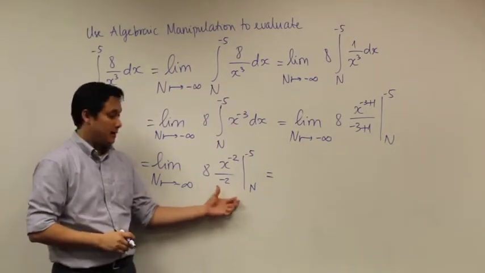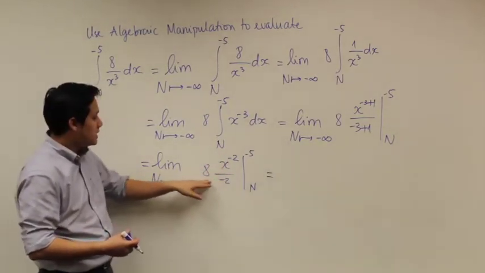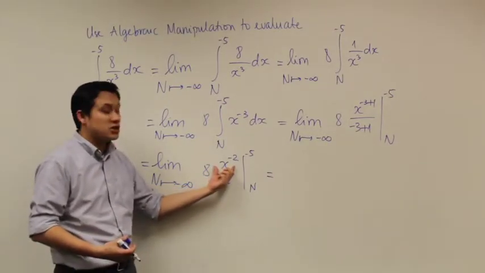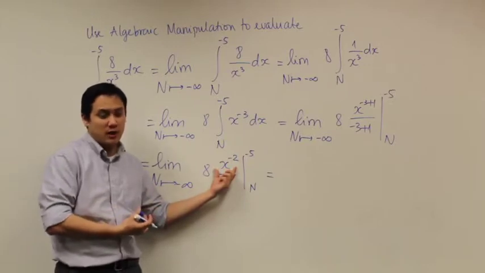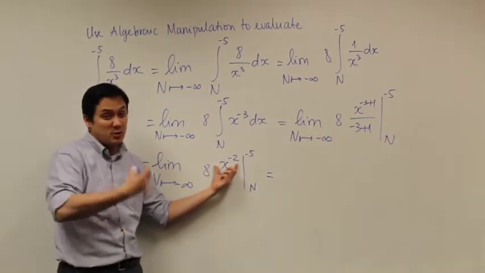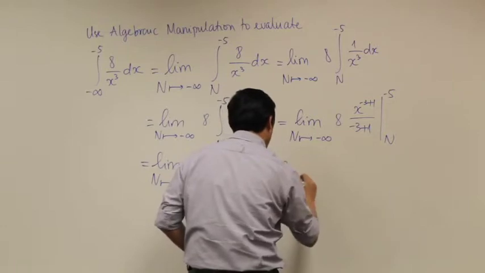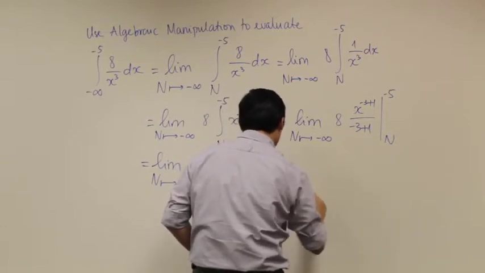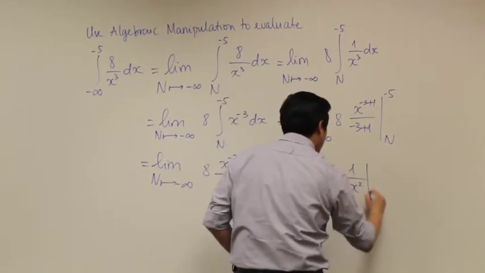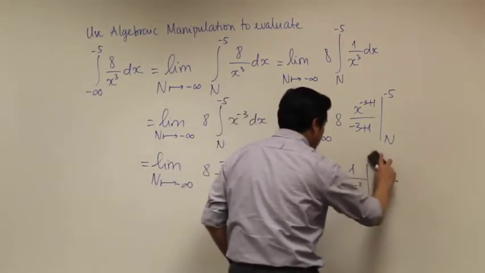At this step, I'm going to simplify this expression a little bit. 8 divided by negative 2 gives negative 4. And I'm going to switch x to the negative 2 to get a positive power, that is, I bring x to the negative 2 down to the denominator. So this is what I get: negative 4 times 1 over x squared, evaluated between n and negative 5.